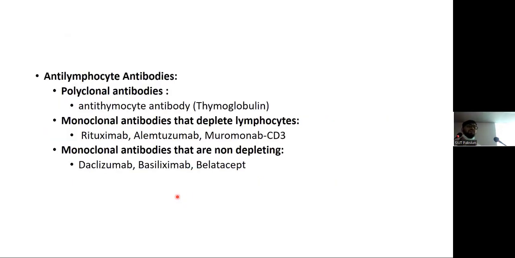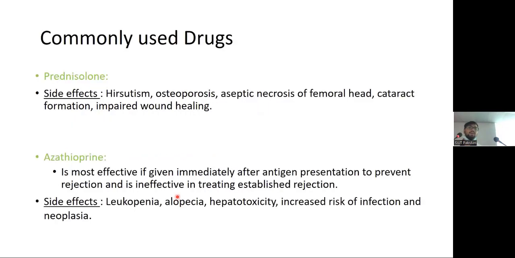Furthermore, anti-lymphocyte antibodies can be polyclonal or monoclonal. The polyclonal antibodies are anti-thymocyte antibodies. Monoclonal antibodies that deplete lymphocytes are rituximab, alemtuzumab, and muromonab-CD3, whereas monoclonal antibodies that are non-depleting are daclizumab, basiliximab, and belatacept. It means they do not deplete the number of T lymphocytes in the blood. And these are the commonly used drugs.